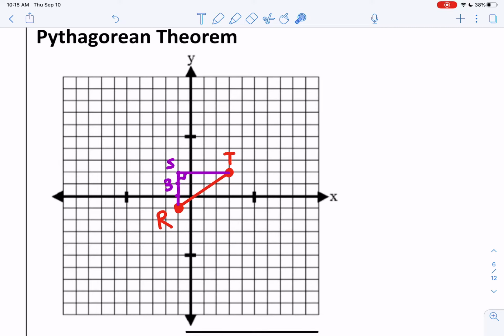Again, guys, when I count, don't count where you start. It's the distance. So from here to here is 1, there's 2, there's 3. Same thing as I go from S to T: there's 1, there's 2, there's 3, there's 4. So the length of ST is going to be 4.